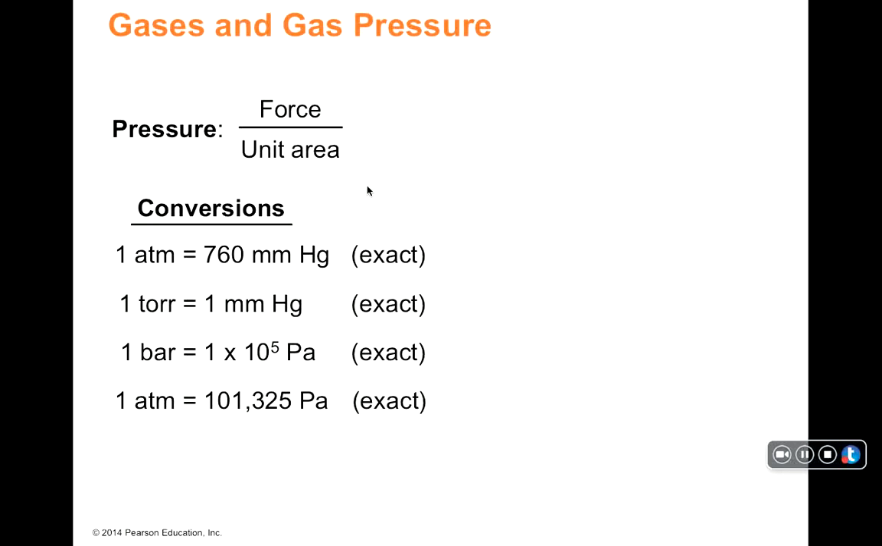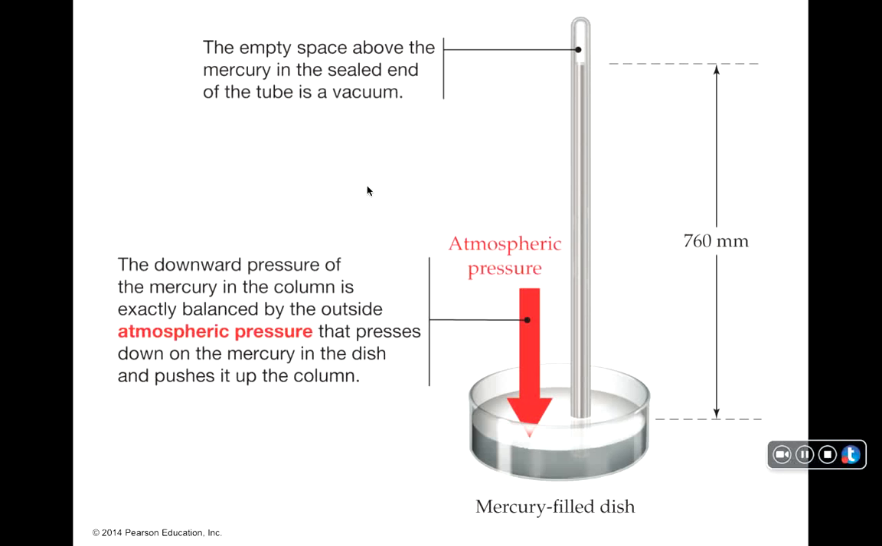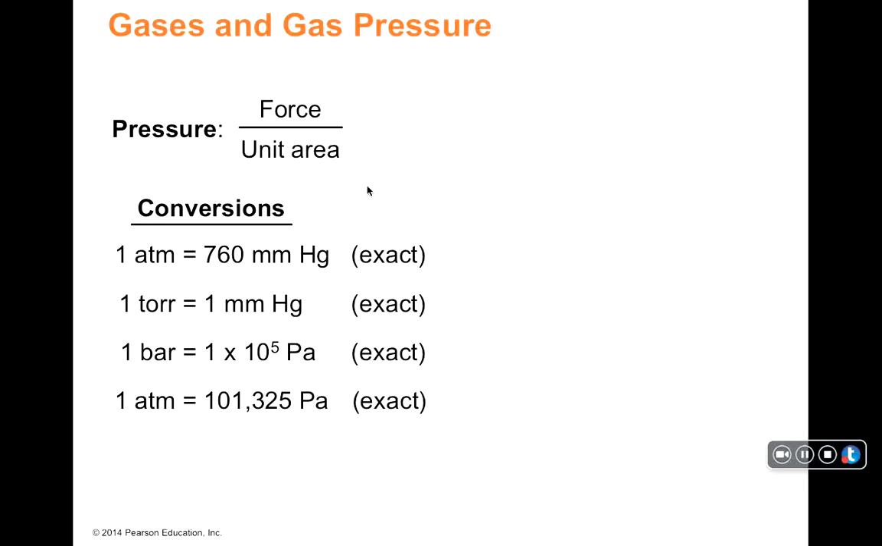The conversions that you see below are ones that you should probably write down on your exam sheet, or at least have available, or you could, I suppose, memorize them. The ones we use most often are the first two, that 1 atmosphere is equal to 760 millimeters of mercury, and that comes from this previous slide, this example of using a mercury-filled dish. We know that in atmospheric pressure, the column rises to 760 millimeters, so that's where we get that from.